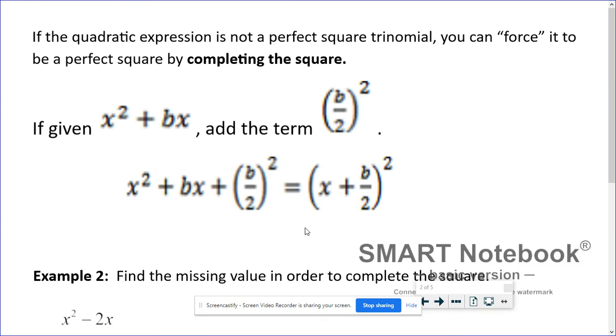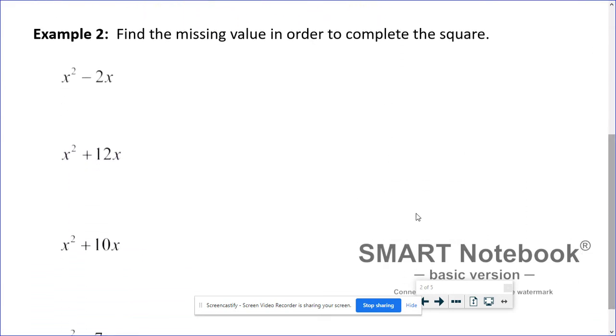So if the quadratic expression is not a perfect square, you can force it to be a perfect square trinomial by completing the square. If given x squared plus bx, you add the term (b divided by 2) squared to both sides, and then you can factor it as such. That looks more complicated than it really is, so let me explain. You just look at the linear coefficient and divide it by 2. So I take that number 2, divide it by 2, and I get 1. Then you square it, and you get 1. So that's what you add to both sides. And that's all we're doing in example 2, just figuring out what is the number that completes the square.